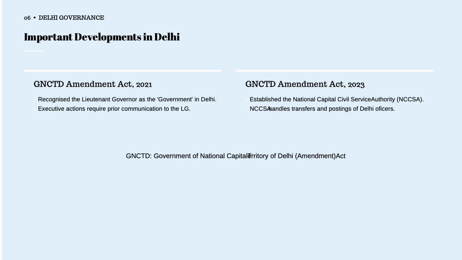So another act was enacted in 2023, the GNCTD Amendment. It established the National Capital Civil Services Authority. Again, NCCSA was established, and it handles the transfer and postings of Delhi officers. Back then, it was a portfolio under the Legislative Assembly, but they even took away that power.